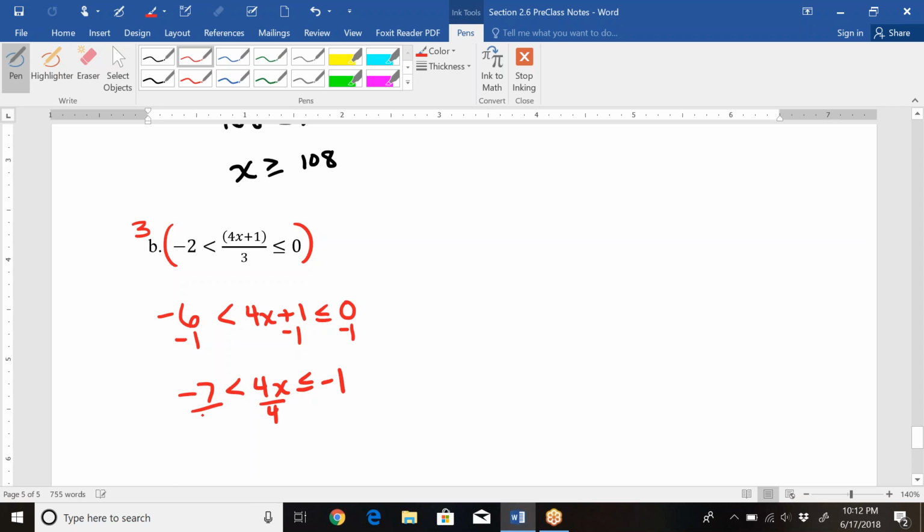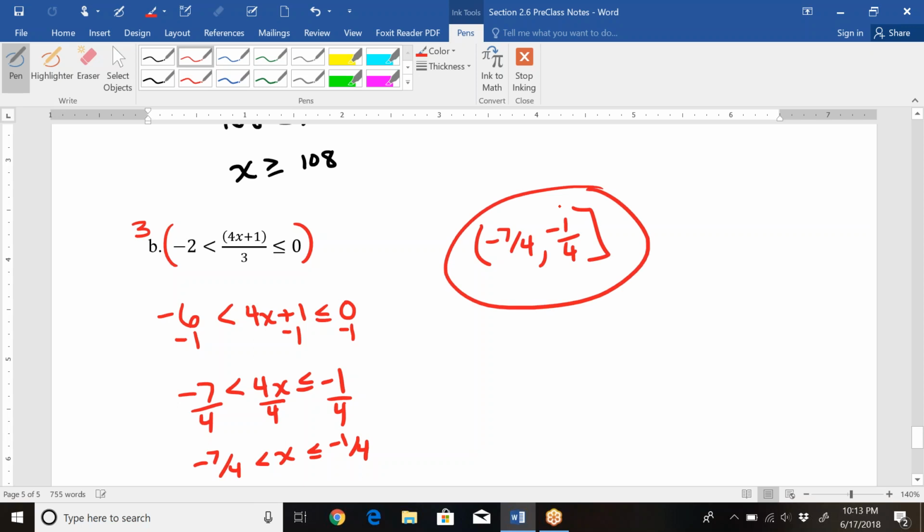And then divide everything by 4. Now notice, I didn't flip any directions of any inequalities. I never multiplied or divided by a negative number. I subtracted, but that's not multiplication or division. So I'm getting anything between -7/4 up to -1/4 with a closed interval on the -1/4. So that's going to be parenthesis -7/4, comma, -1/4 bracket. Okay, and that's it for the pre-video.